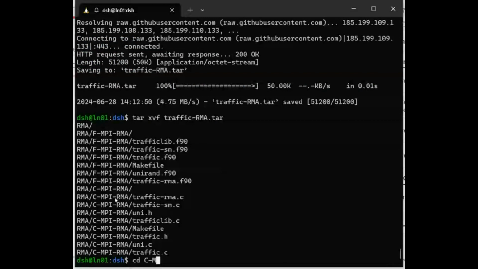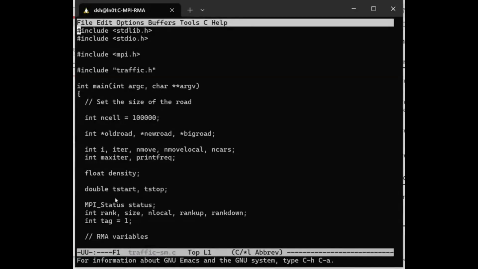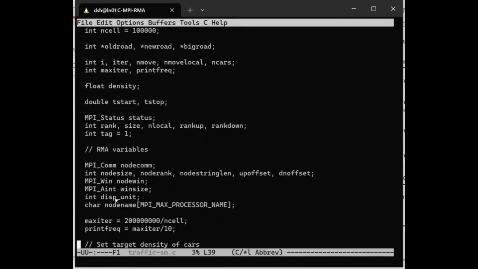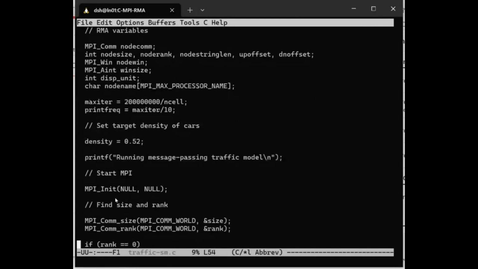Okay, C MPI. See MPI RMA. The MPI shared memory solution is very like the MPI version, except we have a few node variables, node size, node rank, and such like. I'm going to use MPI max processor name and MPI get processor name to print out some diagnostics, so you'll see how to use it.